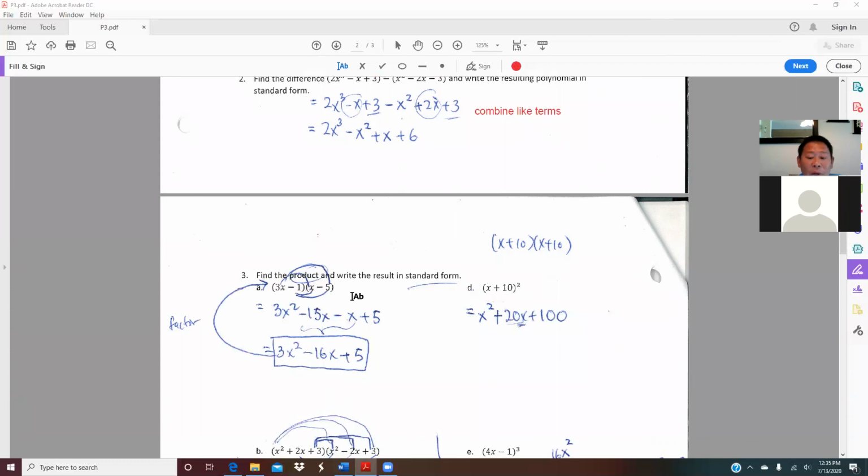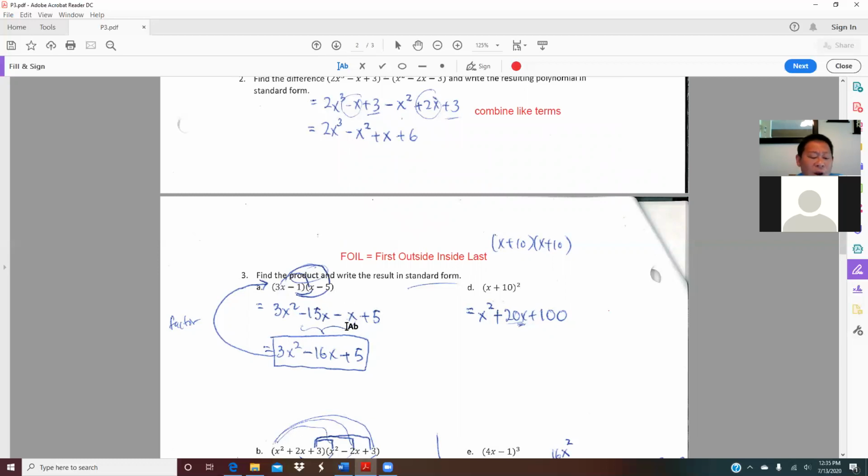Next, we have to find the product. Product means multiply, and write this in the standard form. So for this case, usually we will do foiling. Okay, so like this is what we call as foiling. So 3x times x is 3x squared. 3x times negative 5 is 15x. Negative 1 times x is negative x. And negative 1 times negative 5 is plus 5.